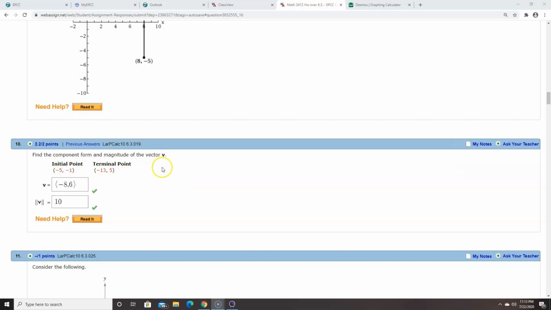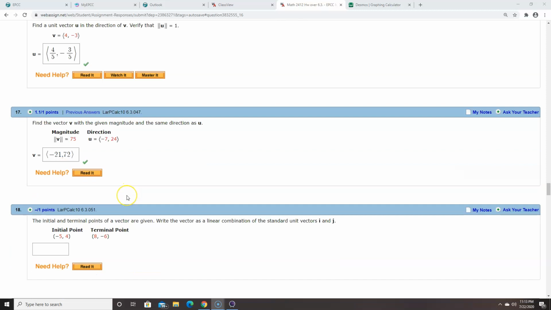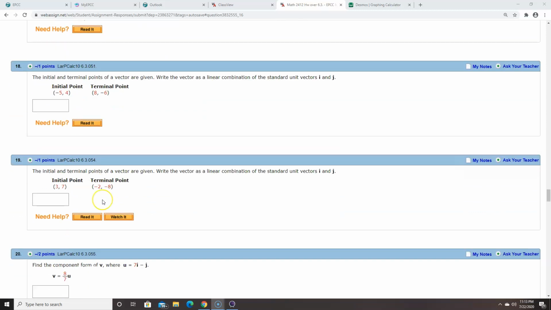Then I taught you not only the component form but the linear combination form. So this would just become negative 8i plus 6j, done, without the open and close vector bracket symbols. Okay, so that's how you will do those two down here, 18 and 19.